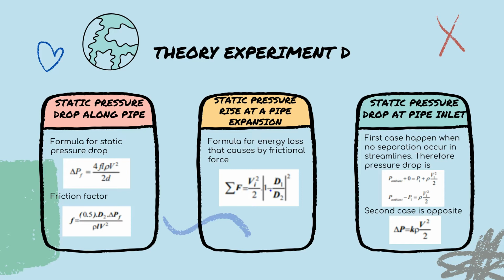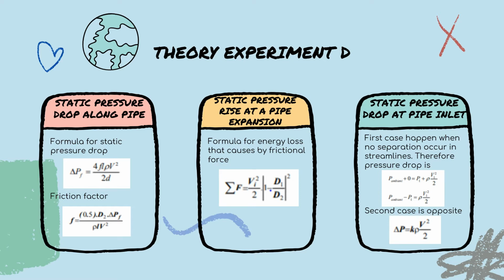For the static pressure drop along the pipe, it only has one formula, which is delta PF equals 4 FL rho V squared over 2D, and the F value in the static pressure drop formula is the friction factor, and the friction factor formula is equal to 0.5 d squared multiplied by delta PF over rho L V squared.